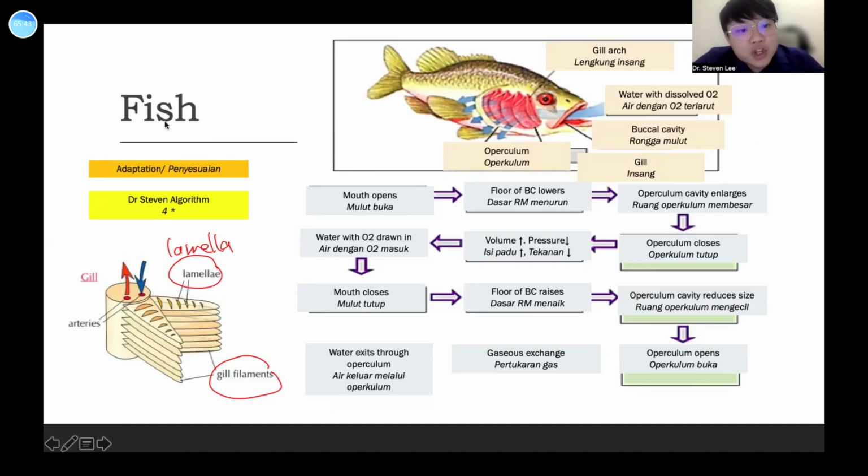I can also say the fish lamellae are one cell thick for rapid gaseous exchange. Or I can say the fish gills are surrounded by blood capillaries. You can see this is the blood capillaries. Moist, normally you don't put as the first for the fish because it sounds very stupid. The fish is in the water, of course it's moist.